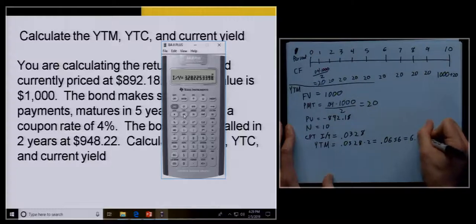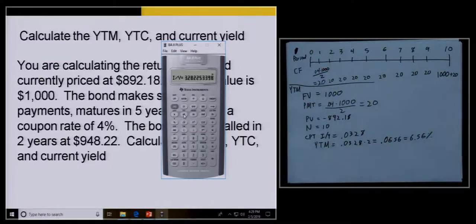So 6.56%. So that's that. All right. Now let's calculate the yield to call next.